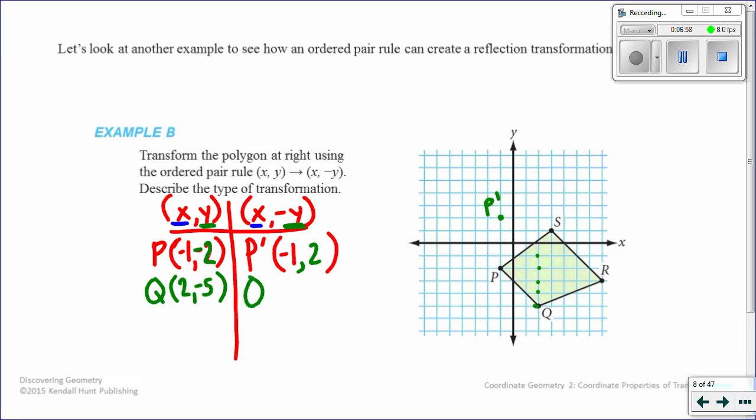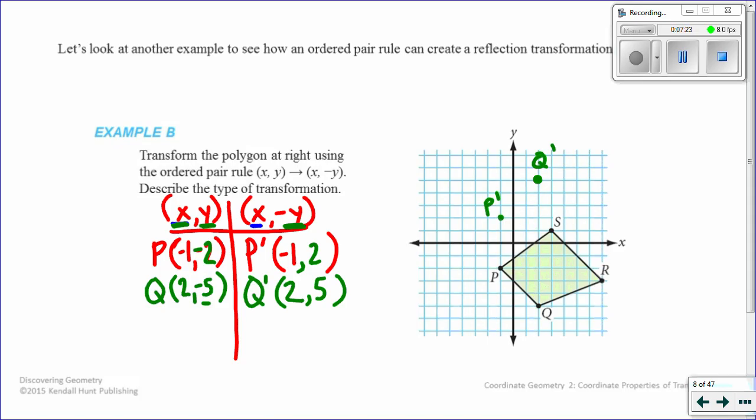Okay, what is Q prime? Again, x remains the same, so x is still 2, and y is the opposite. So it was -5, the opposite of -5 is +5. So now I have (2, 5). So 2, up 1, 2, 3, 4, 5. So there's Q prime. All right, let's get rid of that.